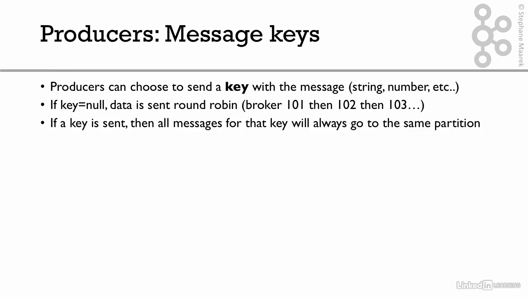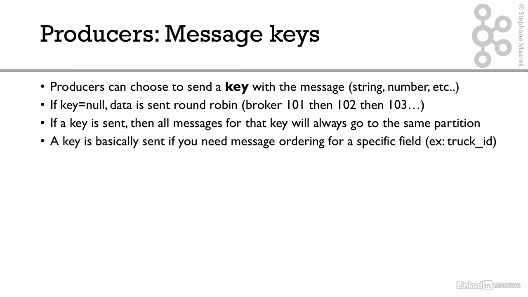If a key is sent, then all the messages for that key will always go to the same partition. That's a Kafka guarantee. So what is a key? A key is something you specify when you need message ordering for a specific field of your data. If we go back to my trucking example, we have 1,000 trucks, and we want the data for each truck to be in order. Not across the trucks, but for my one truck, I want to get the data in order. So I will choose my key to be truck ID, which may be a number or a string.